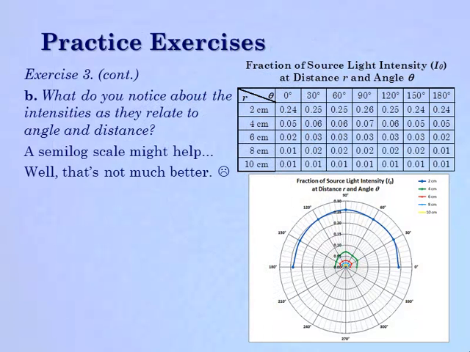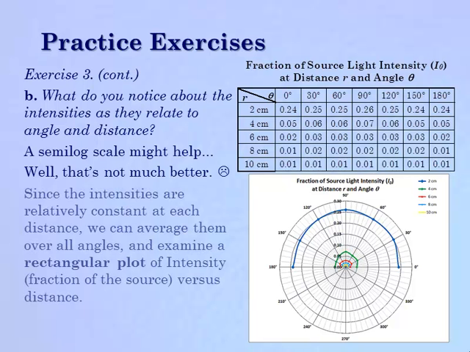So now, what do you notice about the intensities as they relate to angle and distance? Well, since the intensities are relatively constant at each distance, we can average them over all of the angles, so we can add another column to our table. And we can look at a rectangular plot on our Cartesian coordinate system of the fraction of the light intensity, the average in this case, versus the distance from the source.